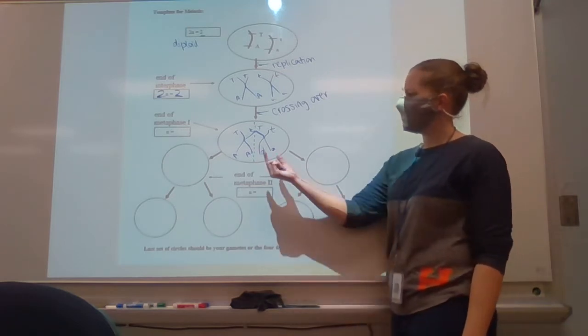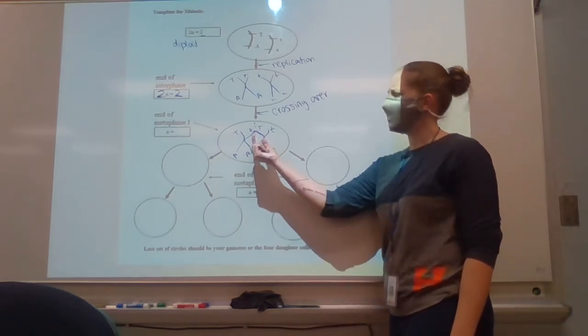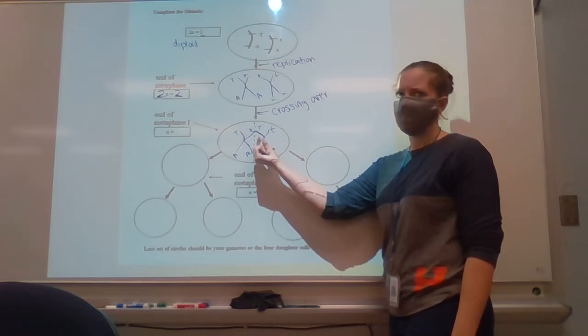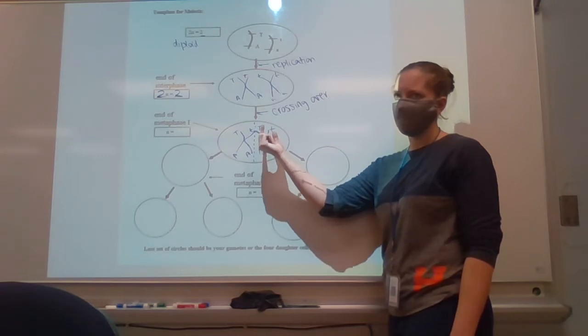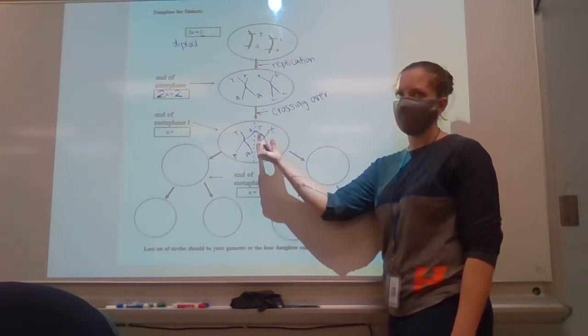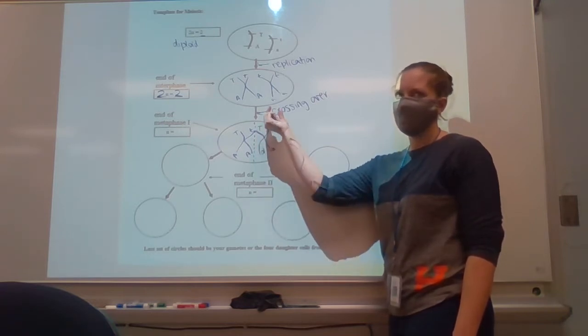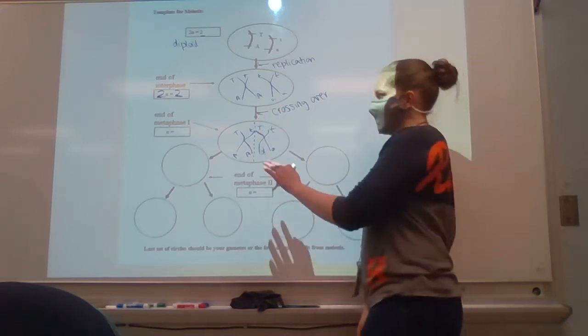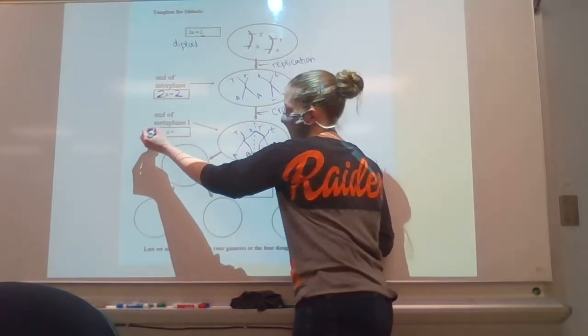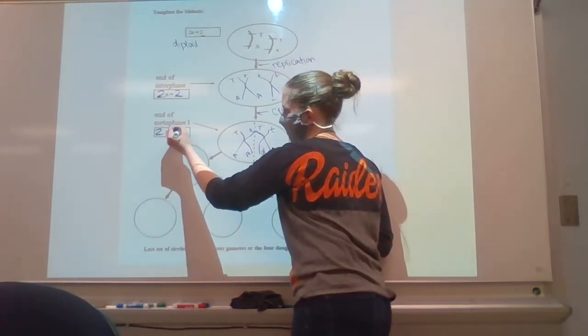And the other important thing here is that these chromosomes are still paired up in metaphase 1. Okay, so they're not lining up individually, they're lining up as a pair. That is a mistake I saw in a lot of quizzes. So in metaphase 1, they're lined up as a tetrad. At this point, we're still 2n equals 2.